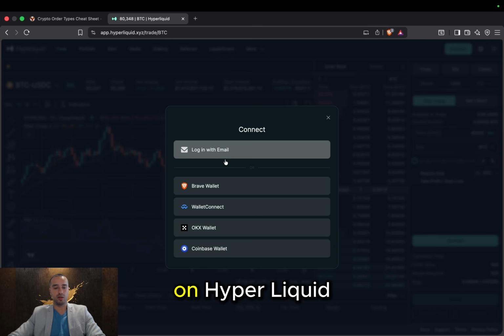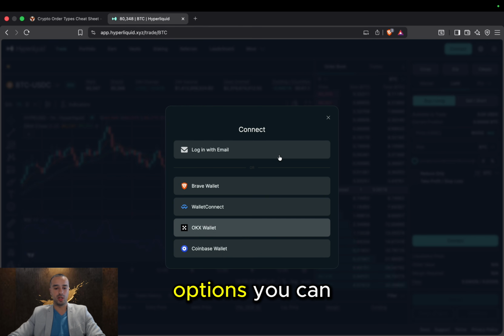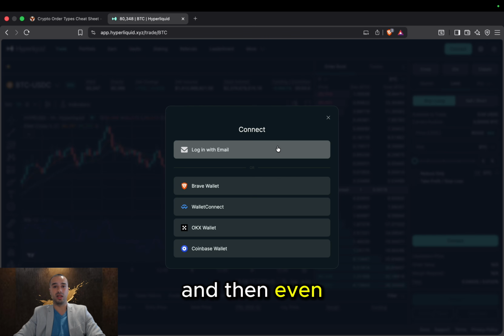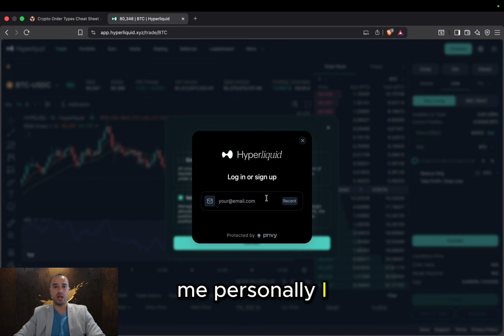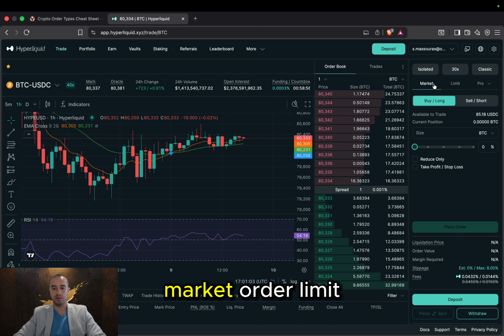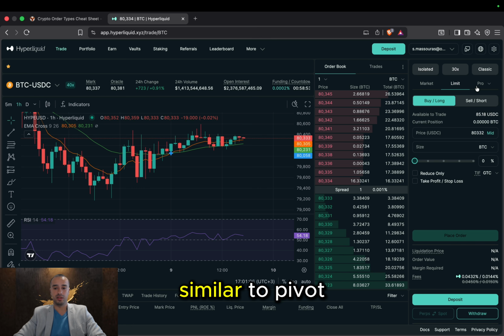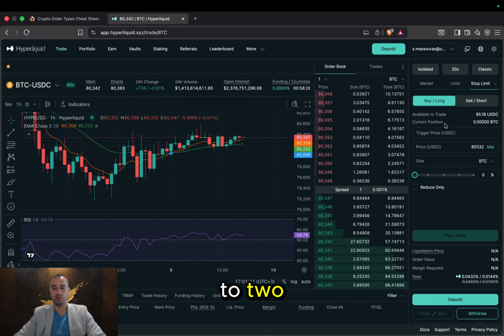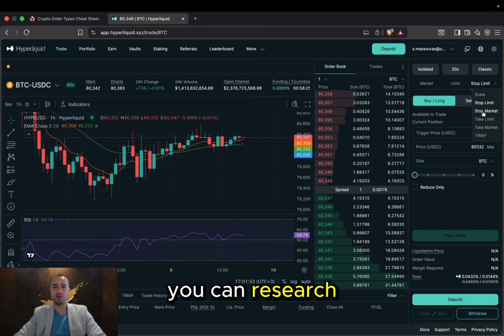To connect on Hyperliquid, you have two options. You can use a decentralized wallet, or you can use your email and then even transfer it to a decentralized wallet along the way. Me personally, I use email. As soon as you submit, you will receive a code. Market order, limit order, similar to Bybit. Stop limit and stop market is similar to conditional, as we've seen on the centralized exchange Bybit. They just named it stop limit and stop market. They split it into two. For the rest, you can research at your own time.